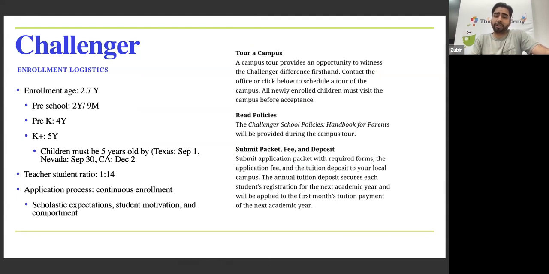And if you go on the Challenger website, the application process does demand that there will be an interview where you need to pass certain scholastic expectations, and the student needs to be motivated, and all these keywords just go to suggest that the students need to be comfortable with a sense of discipline.